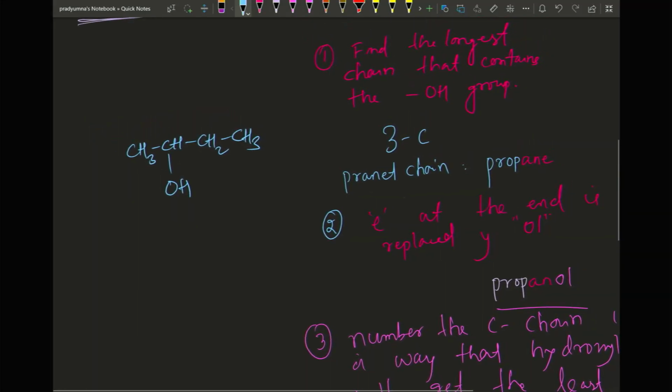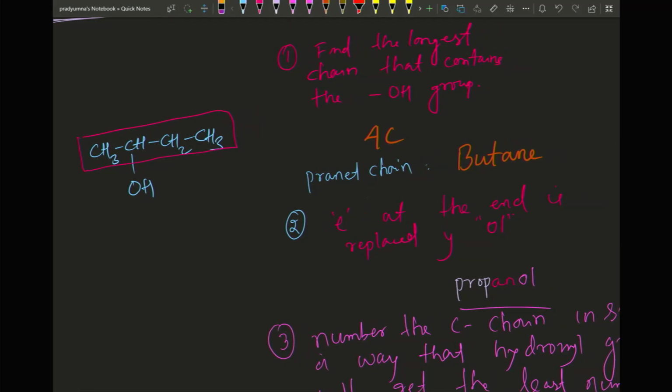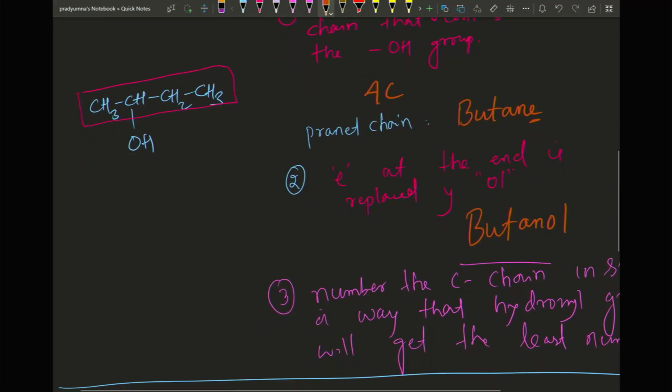What is the longest chain? The longest chain that contains the alcohol is this. How many carbon atoms do we have? We have 4 carbon atoms. Okay, let's do different colors. We have 4 carbon atoms. So if it is 4 carbon atoms, what is the name? The name is butane, but then we're going to replace the end E with ol. So it's going to be butanol. And how are we going to number them?